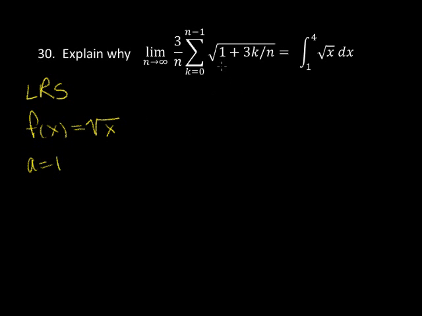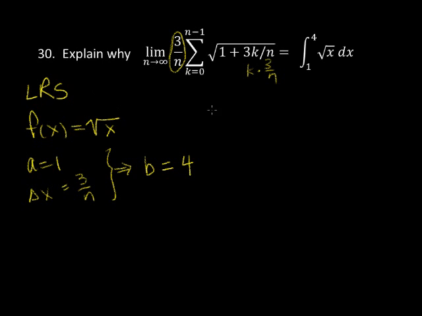A is equal to 1. And this must be a plus k jumps of delta x. And you see the delta x is factored to the left of the summation sign again, and this here is k times 3 over n. So delta x is equal to 3 over n. And 3 is b minus a, so this together gives us the fact that b must be 4.